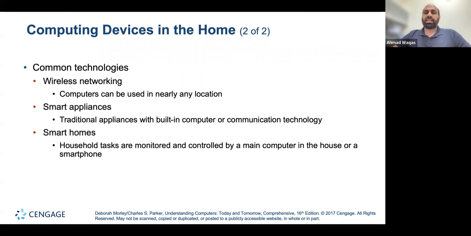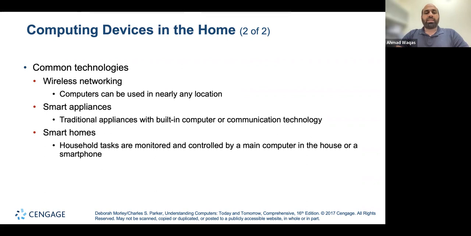One of them is wireless networking. Wireless networking means we do not have wires anymore to connect to the internet or the network or the home area network. So anywhere you can use your device and connect it with your network. With the help of wireless networking, computers can be used nearly at any location, inside your house, outside your house, anywhere on the earth. In fact, anywhere in the plane as well, on the planet, right?